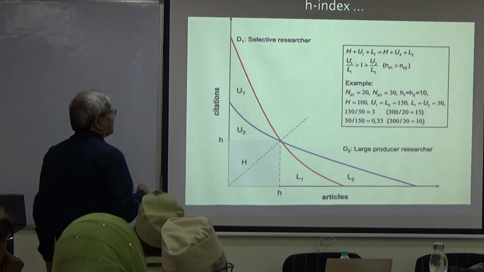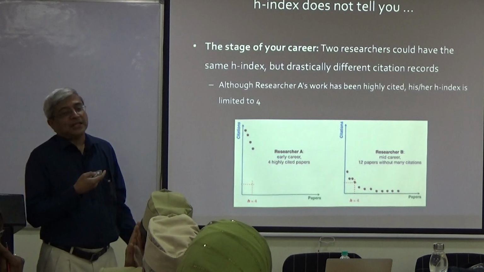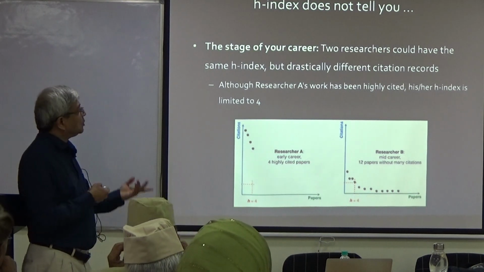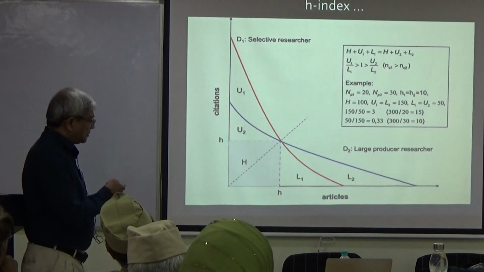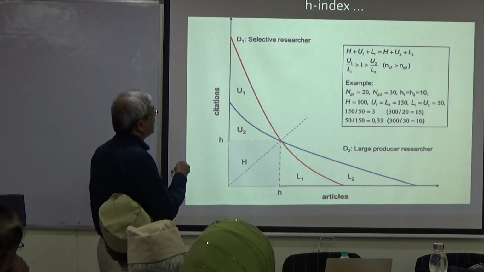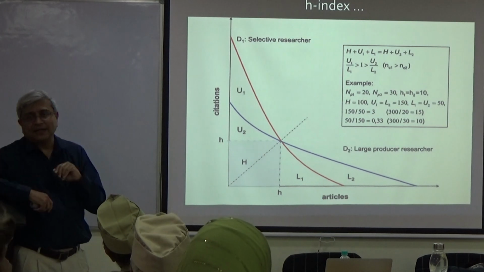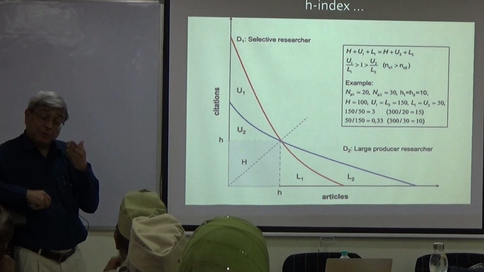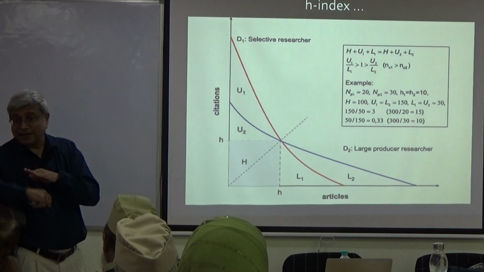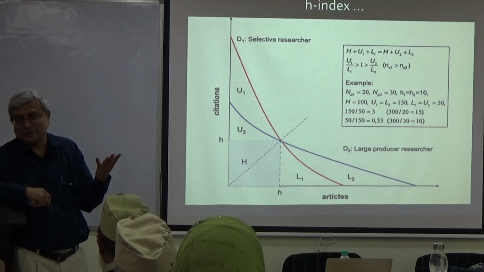That depends on your philosophy. But most people would say it is better to publish a few but very high impact papers, like the selective researcher. But it depends on your philosophy. Some people publish a lot but with high impact. That is the ideal case, where you publish a lot but also have high impact with your papers.